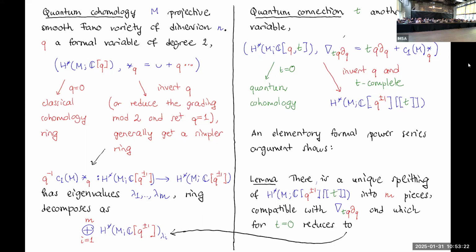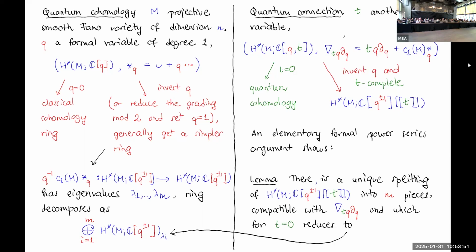There's this element c1 of M, an element of degree 2, the first Chern class. Q inverse times that is an element of degree 0. This is a degree 0 endomorphism. So in each degree it is just an endomorphism of a finite dimensional complex vector space. It has eigenvalues. And of course, this is a commutative ring, so everything commutes with each other. So this decomposes the ring into generalized eigenspaces. Okay. So that's good.